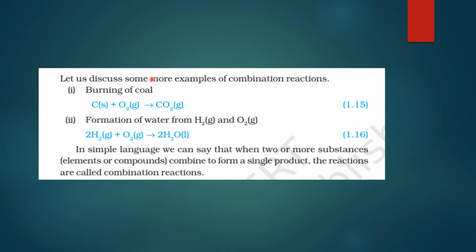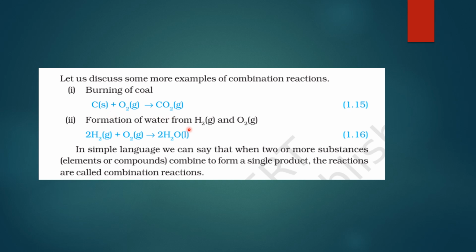Let's discuss some more examples of combination reactions. Just try to check if these are combination reactions. First is the burning of coal. Coal is basically comprised of carbon. So it's carbon in solid form plus oxygen from the atmosphere in gaseous form. When we burn this, we get CO2 in gaseous form. Here you have two reactants and one product, so this is an example of a combination reaction.